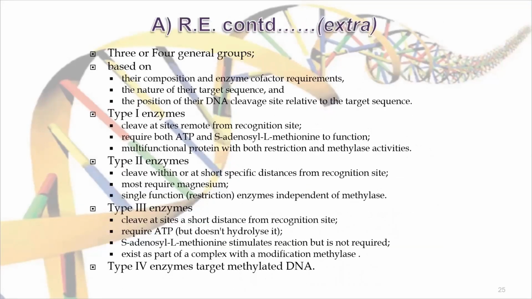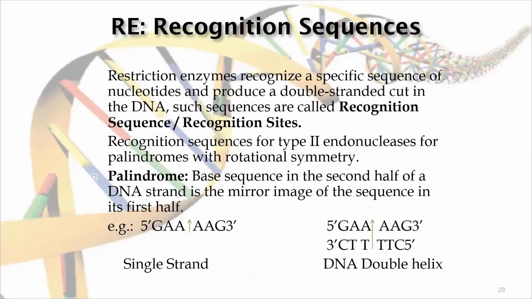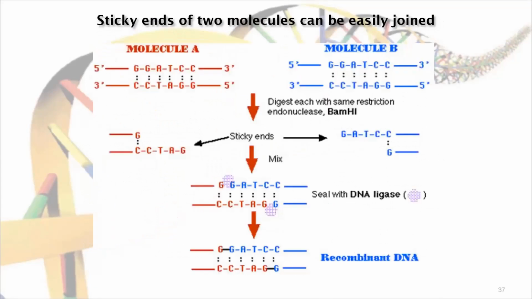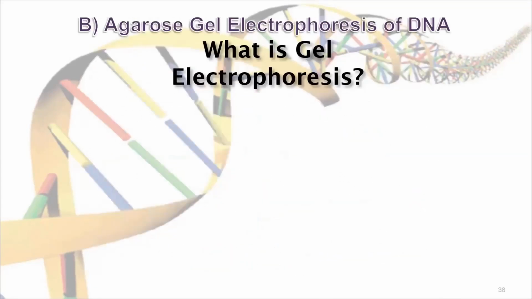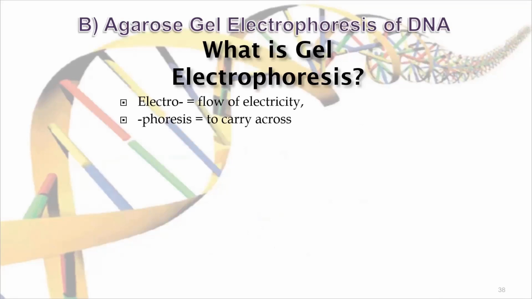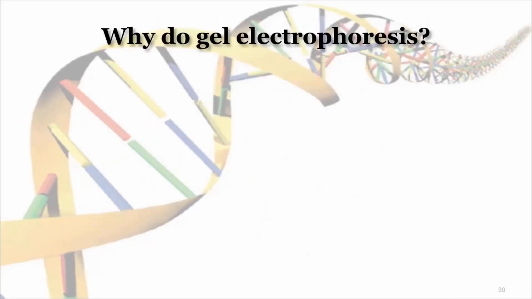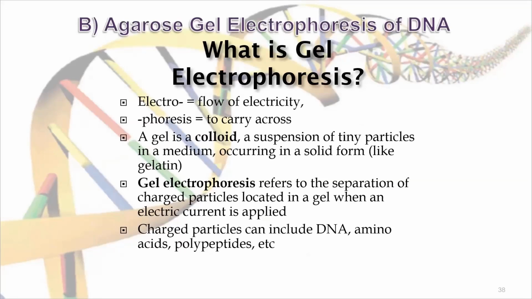Now, today, the next few tools that we are going to talk about, after understanding this restriction endonuclease enzyme, is the second thing, agarose gel electrophoresis. Now here, first of all, this is a technique which is mainly carried out to separate DNA molecules.